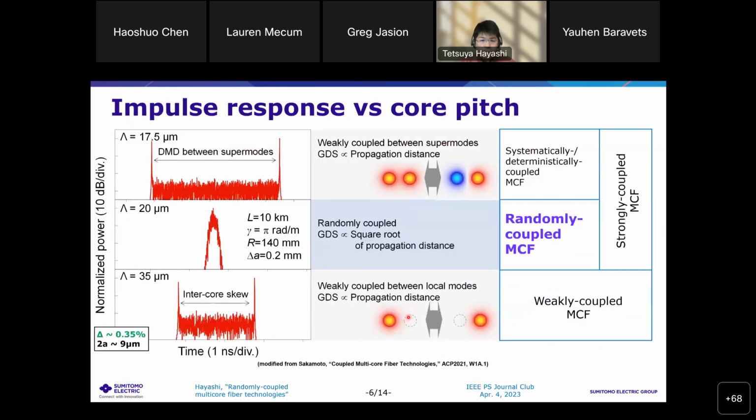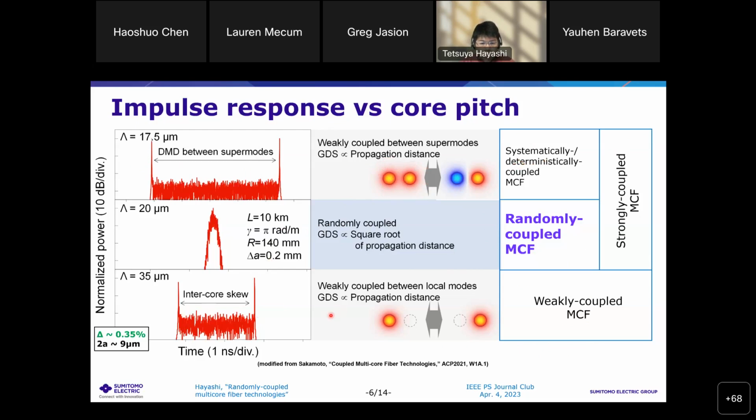So to achieve such random coupling characteristics, there is an optimum core pitch, or distance between the cores. If the cores are too tightly placed, too closely placed, the propagation modes in these two cores become a very stable supermode propagation. So the coupling between such supermodes can be very, very weak, and the coupling between the core modes becomes systematic or deterministic.